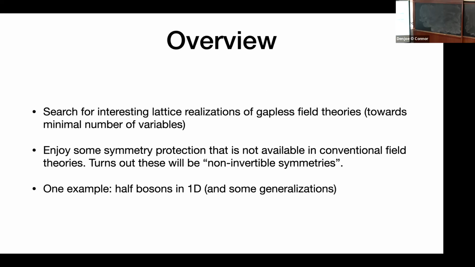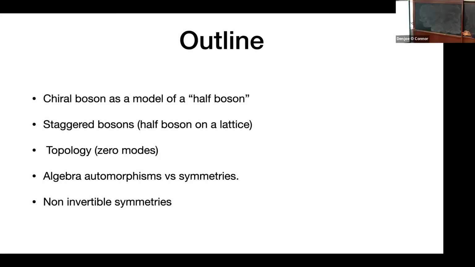I have to tell you in what sense a half boson is a half boson rather than a full boson. So the outline that I'm going to follow is, first I'm going to tell you about a quantum field theory of the chiral boson as a model of something that has half as many degrees of freedom as a regular boson. A chiral boson has only left movers, whereas a regular boson has left movers and right movers. So in that sense, you have half as many movers. Then I'll tell you how to turn that into an idea for how to get half bosons on a lattice. It's not going to be the chiral boson, because the chiral boson is anomalous and you cannot put it on a lattice.